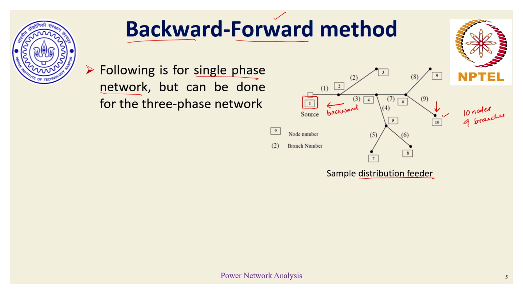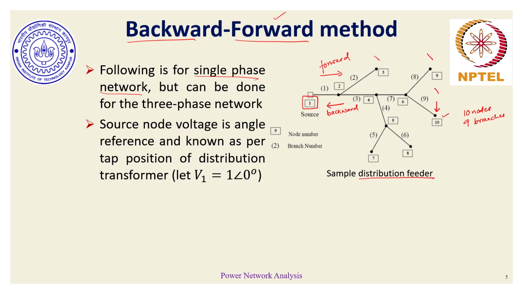In the next phase, let's say I have reached source bus 1 in backward mode, and now I want to go back to the last end node. If I do certain calculations which move my numbers away from the source node to these far off nodes, then that phase is called the forward mode. That's the basic essence of what these backward and forward steps involve.